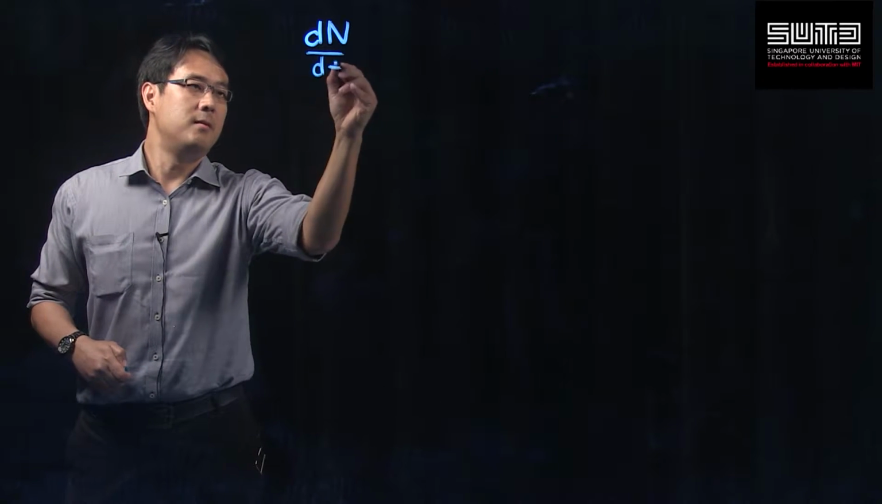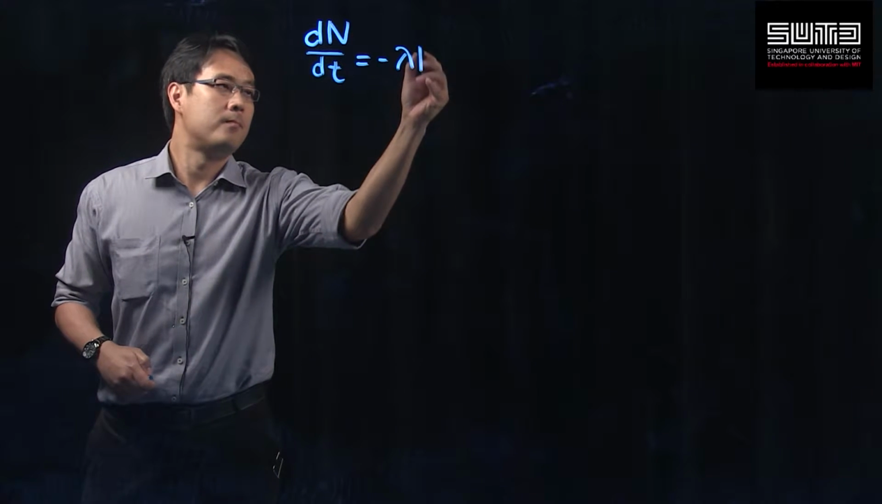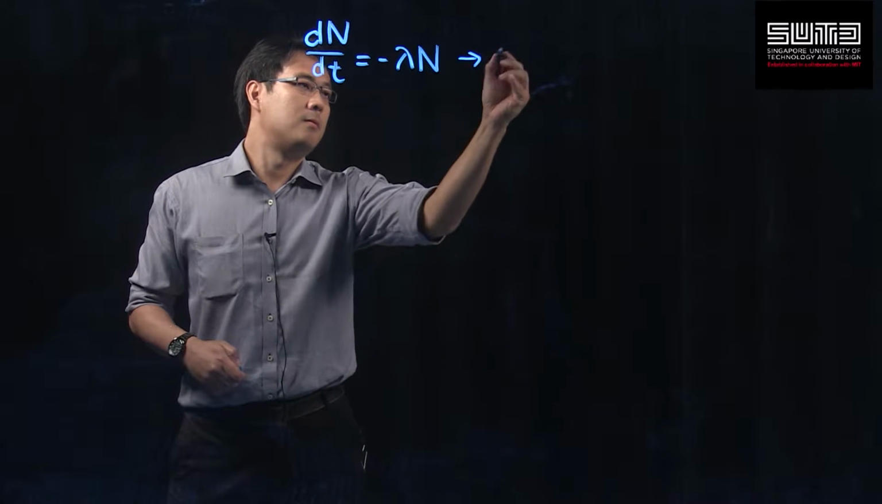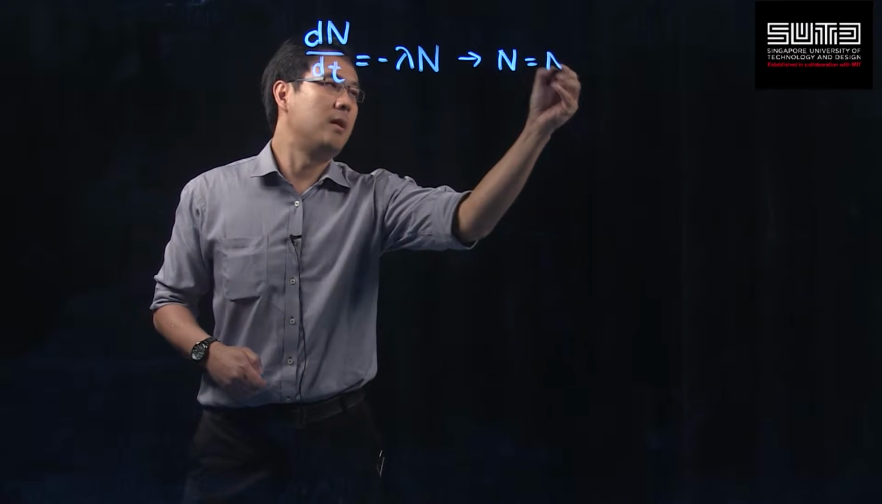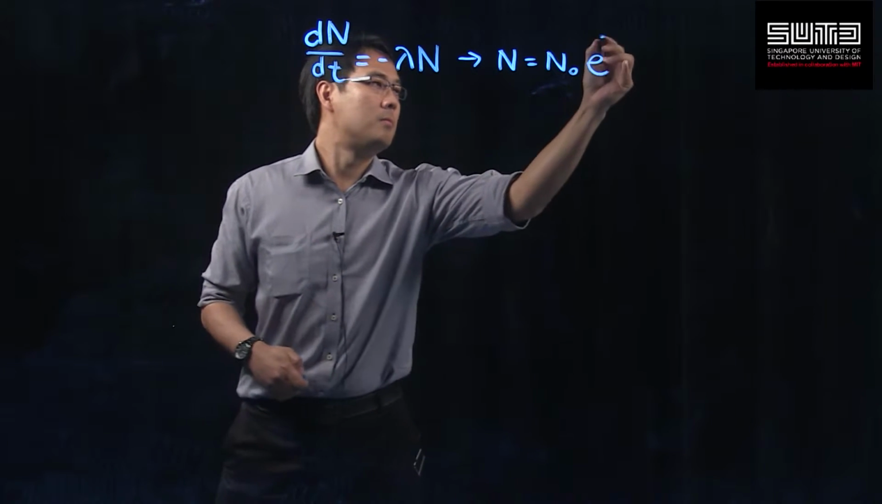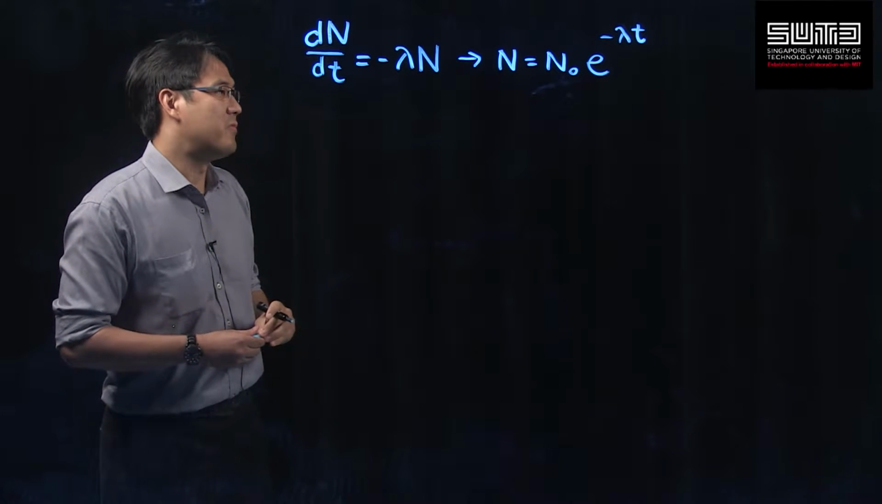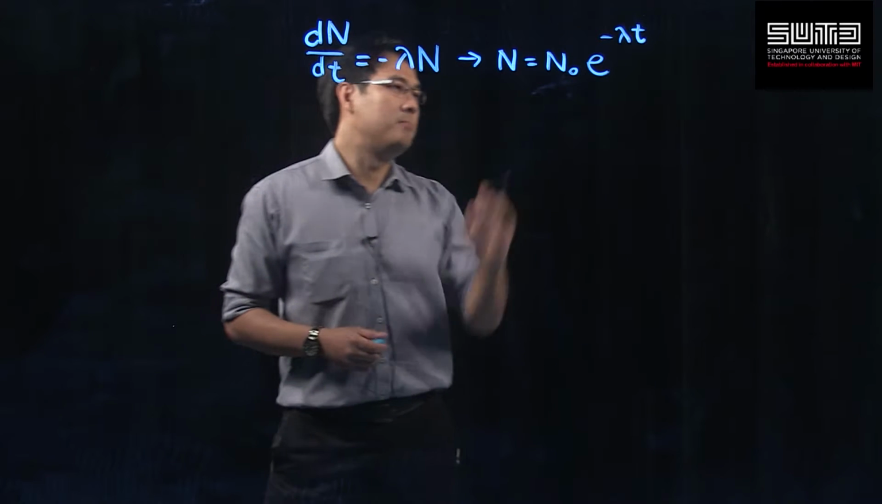We learned that radioactivity can be described by this expression, dN/dt = -λN. Solving this equation gives us N = N₀e^(-λt), where N₀ is the number of radioactive nuclei at time t = 0.